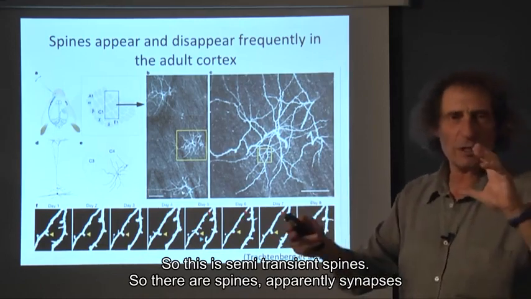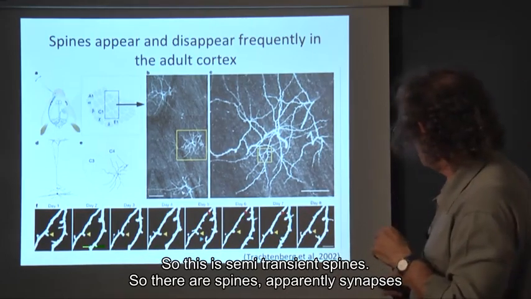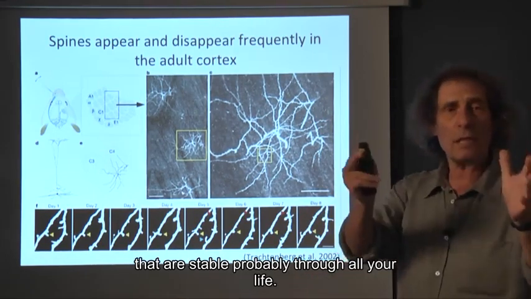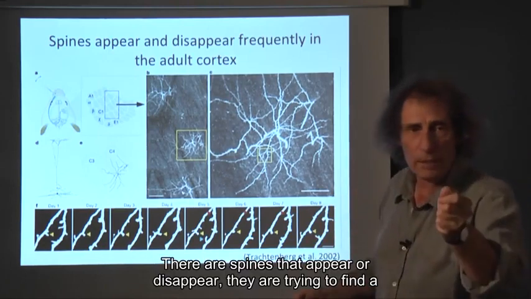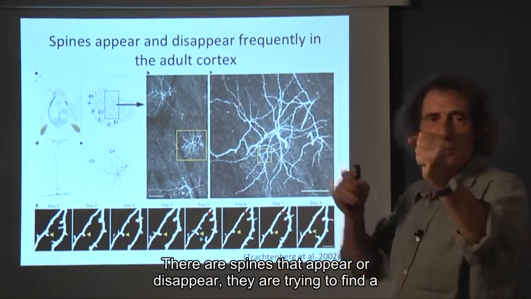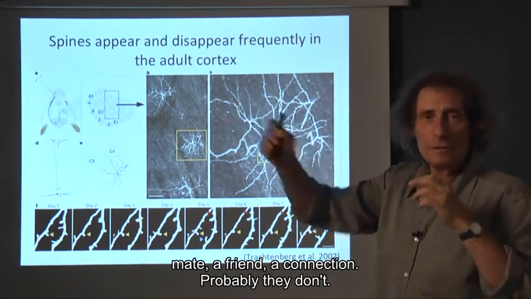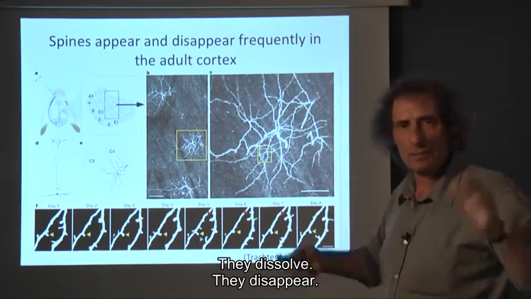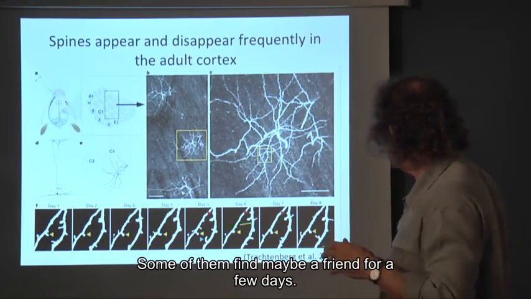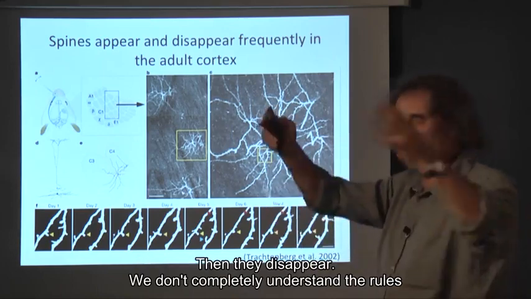So these are semi-transient spines. There are spines, apparently synapses, that are stable probably through all your life. There are spines that appear or disappear. They are trying to find a mate, a friend, a connection. Probably they don't. They dissolve, they disappear. Some of them find maybe a friend for a few days, then they disappear.